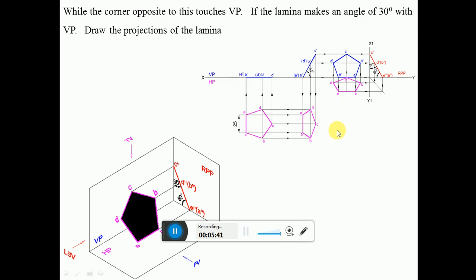You cannot rotate clockwise. That is basically because when you rotate clockwise, AE will be nearer to the XY line. But since the corner has to touch VP, you will have to rotate only in the anti-clockwise direction. Once you rotate in the anti-clockwise direction, C is going to be on the XY line, and then B will come to the right side, and D is going to come to the left side.